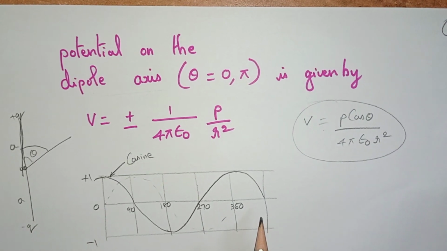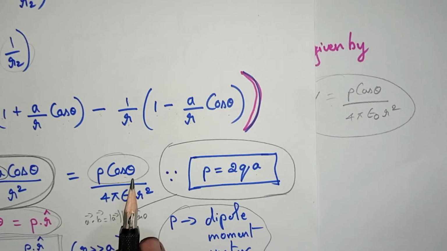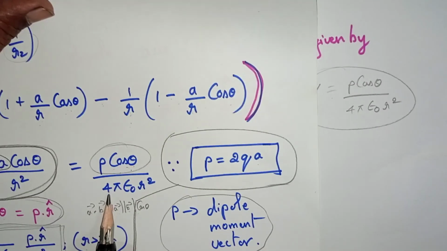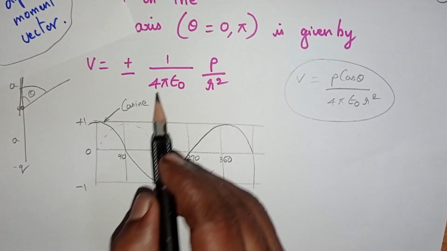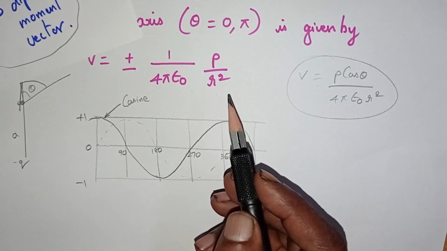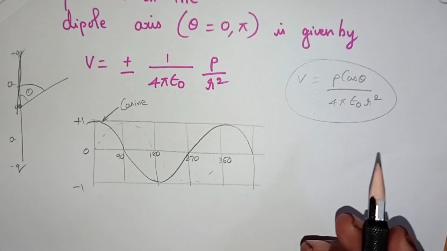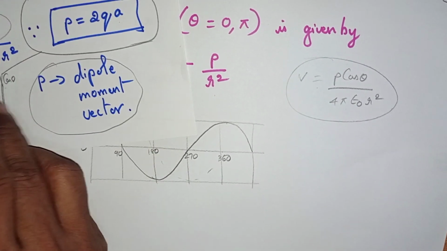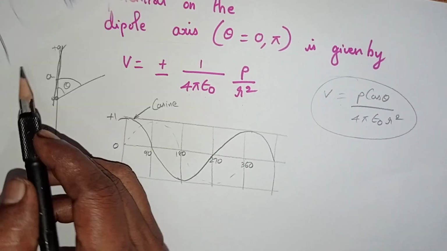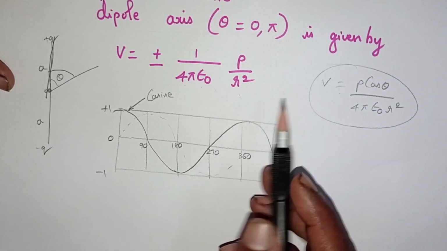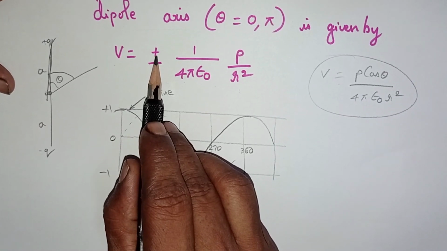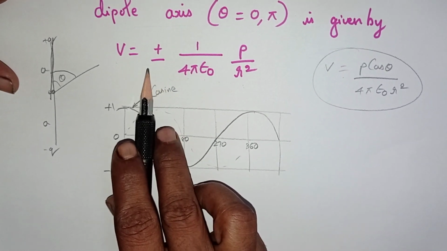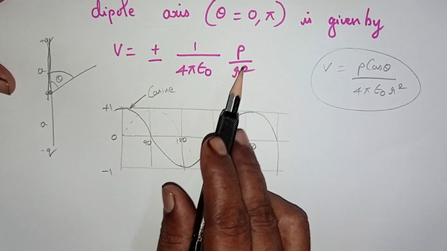So in this formula, if cos 0 is 1, the answer reduces to P divided by 4 pi epsilon naught r square. Now, if theta is equal to pi, cos 180 is minus 1. Therefore, the answer reduces to minus P divided by 4 pi epsilon naught r square. That's what is written here. That means when theta equals 0, you have positive, and when theta equals pi, cos pi is minus 1, therefore V is equal to minus 1 by 4 pi epsilon naught, P divided by r square.